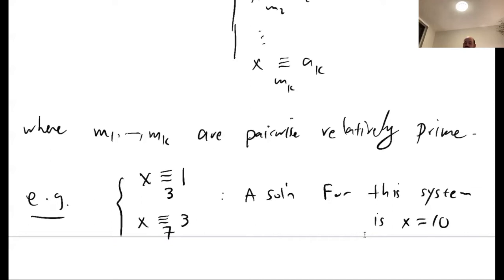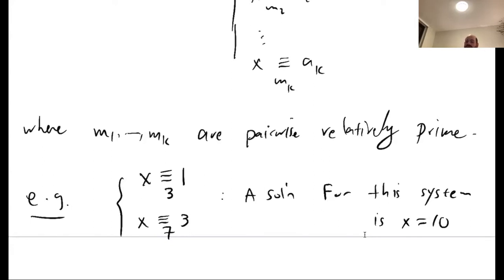So 10 is one solution here, because it satisfies both congruences at the same time. But of course, we could ask, are there any other solutions other than 10? Or can we find all the solutions? And also, how about if the numbers were big, or the number of congruences were more than 2? In that case, it would be hard to guess by inspection.